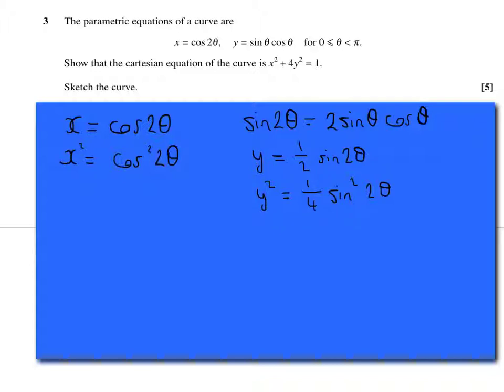We also know a trig identity for this because we know that sine squared plus cos squared is equal to 1. We need to adjust the y squared one a little bit further though. Multiplying both sides by 4 gives 4y squared equals sine squared 2 theta. Now we're able to combine the 4y squared with the x squared on the left hand side, and on the right hand side combining the cos squared plus the sine squared.